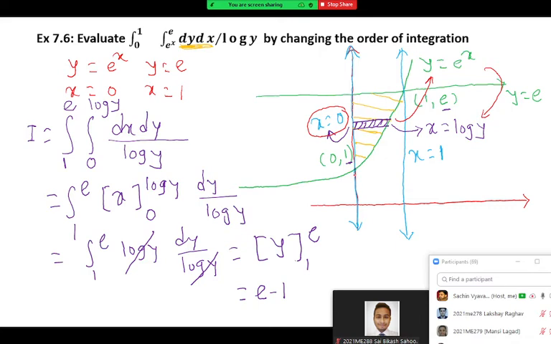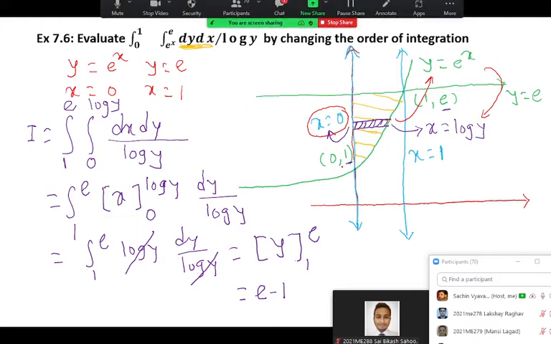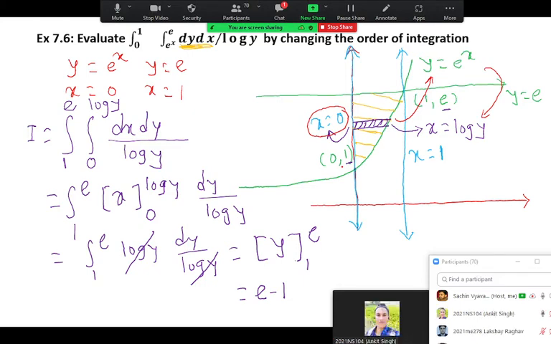What is the minimum value of y? That is 1. So the strip can be at y equal to 1 and the strip can be at y equal to e. That is the position of the strip, and it can be anywhere in between, but throughout the region, the lower end touches x equal to 0 and the upper end touches x equal to log y. Because of that, 0 to log y is the limit for x there. Any doubt? No, sir. No doubt.